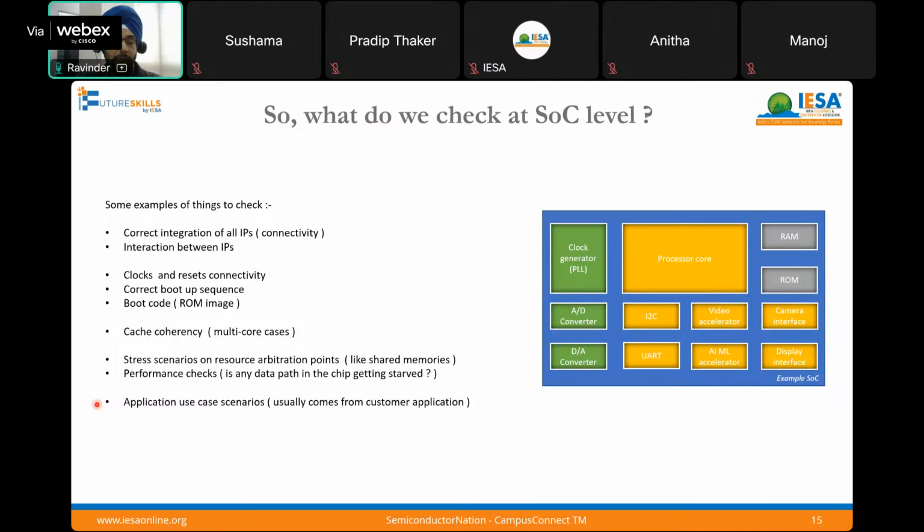Then finally, application use cases, scenarios, and this is the list that comes from customer application. So one has to have an understanding of the customer application, and then those use cases which actually will be used in a product, say an IP will be used in a particular configuration, that has to be also covered in verification at the SoC level. And these are just some examples, but based upon the particular chip, the list can grow or it can also reduce.